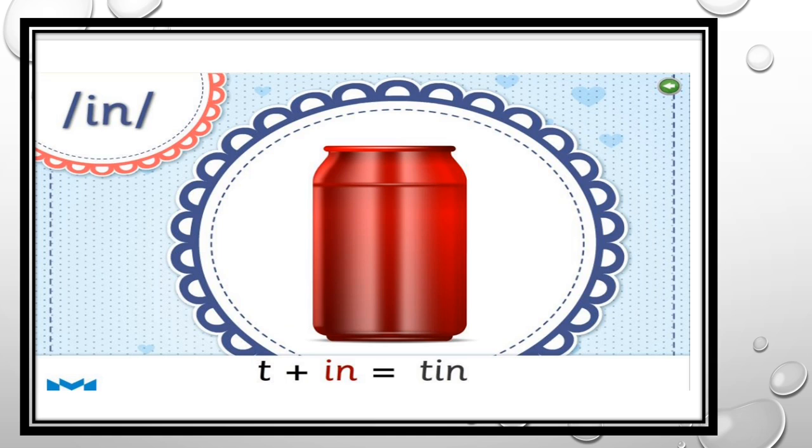Now, this is a picture of a tin. We can say it's a can also, and we can say tin also. So, tin. The beginning sound is T, and the middle sound and the last sound is N. So the word is T, in, tin.